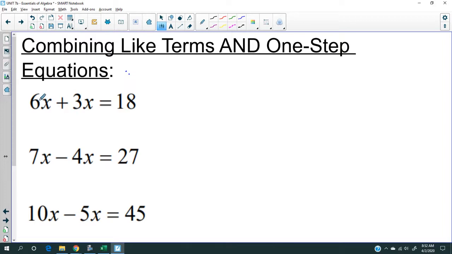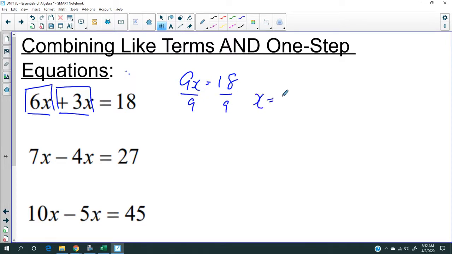Here you have the same families. What's 6x plus 3x? Right, 9x. 9x equals 18. 9 times x is 18, so what's the opposite of multiplication? Right, division. And there you have it. That's all there is to this. That's why there are only 3 questions.